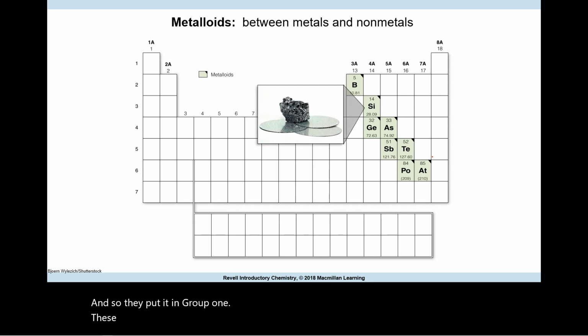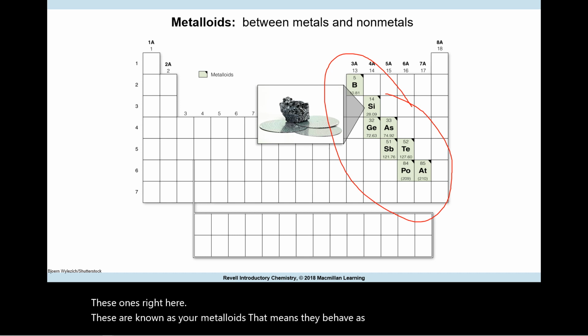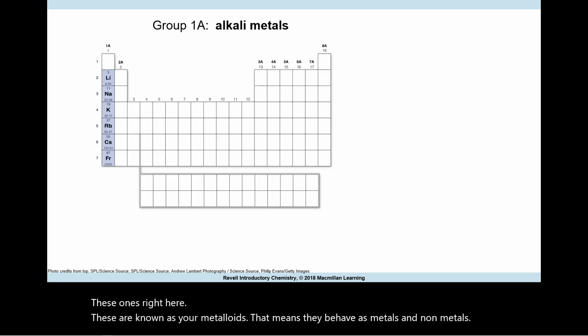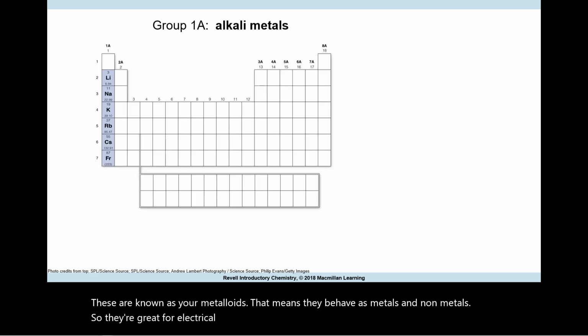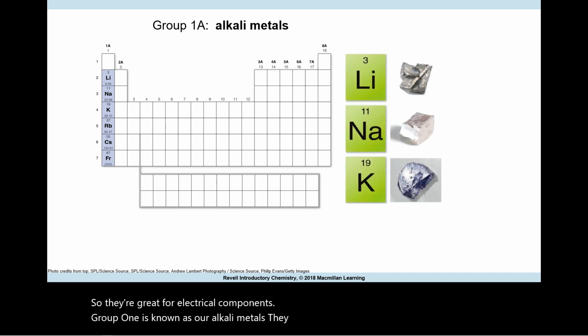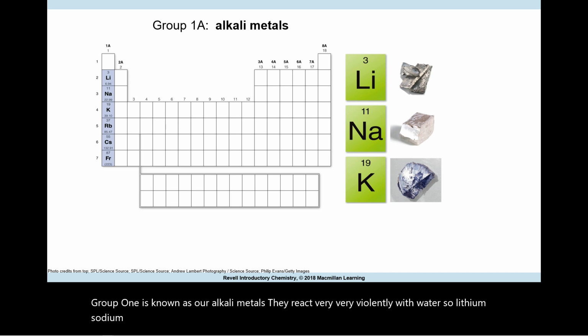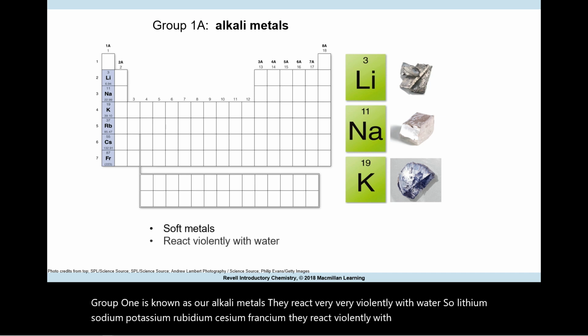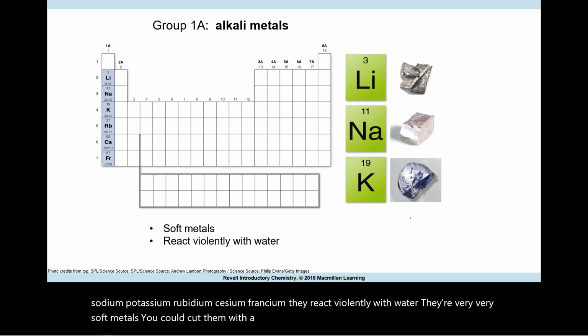These ones right here, these are known as your metalloids. That means they behave as metals and non-metals. So they're great for electrical components. Okay. Group 1 is known as our alkali metals. They react very, very violently with water. So lithium, sodium, potassium, rubidium, cesium, francium, they react violently with water. They're very, very soft metals. You could cut them with a kitchen butter knife.